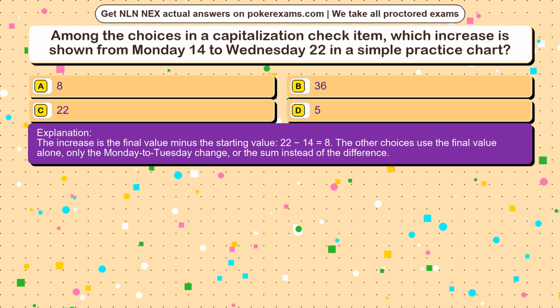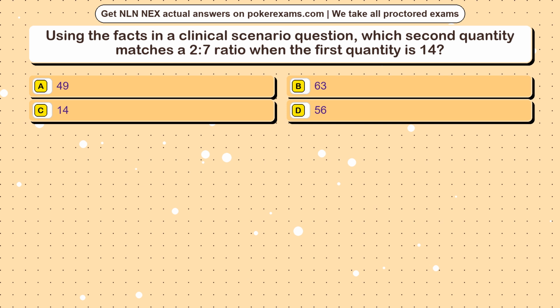Question 16. Using the facts in a clinical scenario question, which second quantity matches a 2:7 ratio when the first quantity is 14? Option A, 49. Option B, 63. Option C, 14. Option D, 56.